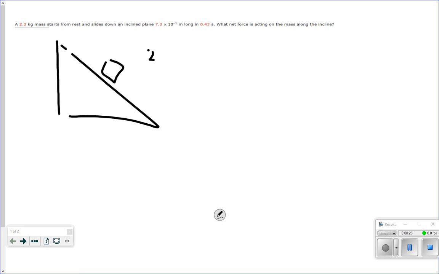It's 2.3 kilograms. All right, it's going to slide from rest, so our initial velocity is going to be 0, and it's going to go down the inclined plane.